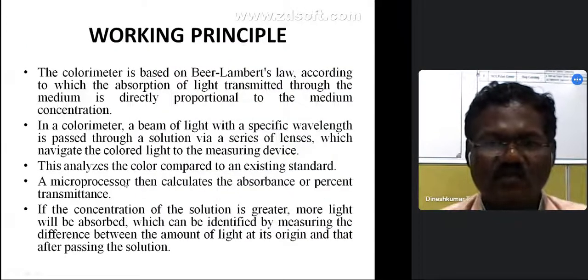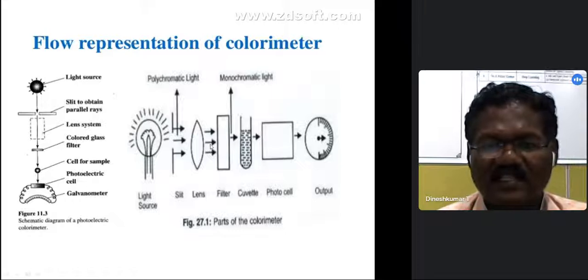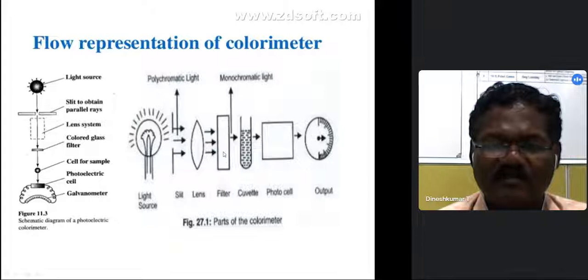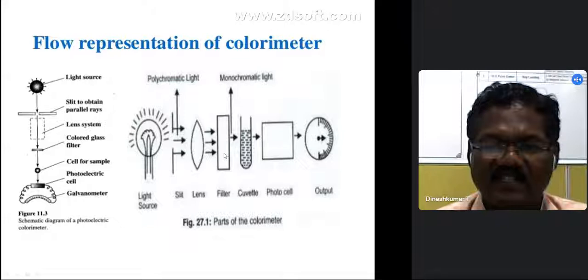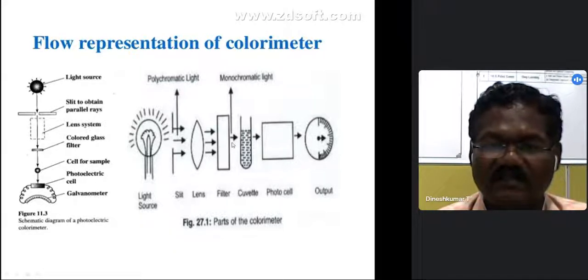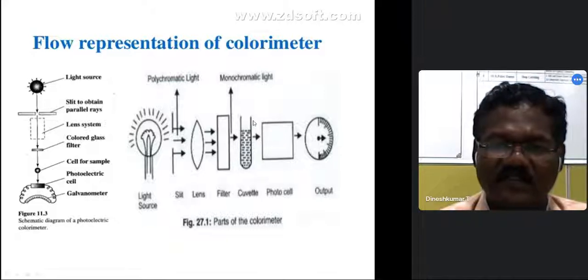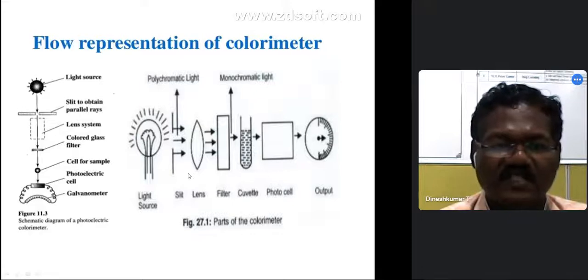Next one is the working principle. We can see the working principle using this diagram also. From the light, the rays move to the slit. After that it moves to the lens. After the lens, the rays fall on the monochromator. The monochromator has one side covered with mercury, and the other is flat. So it will be moved to the outside of the monochromator. The light falls on the cuvette. After that it moves to the photocell, then goes to the output of the galvanometer.